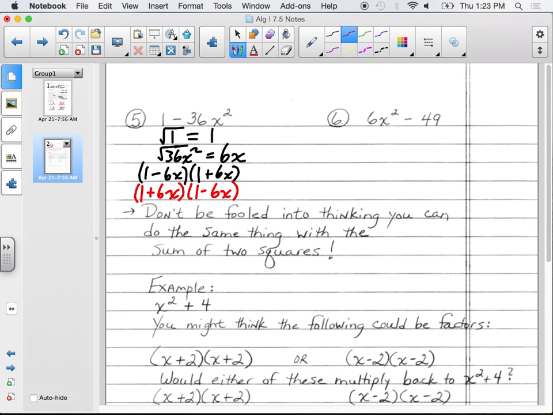All right, so moving on to number 6. Square root of our first term, 6x squared. Equals 6x. What times what is 6? 3 times 3 is 6? No, not 3. Okay, is 6 a perfect square? No, it's not. So we can't use this method of factoring it. So we can just say 6 is not a perfect square.